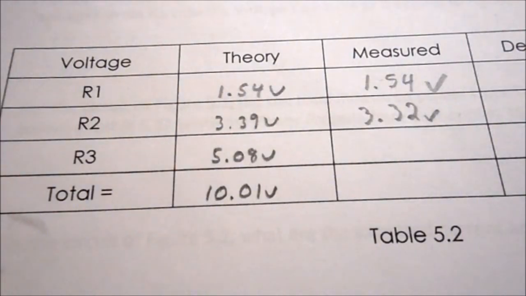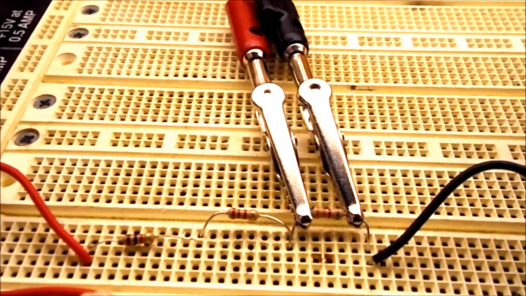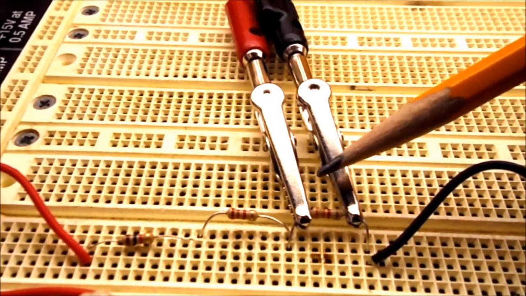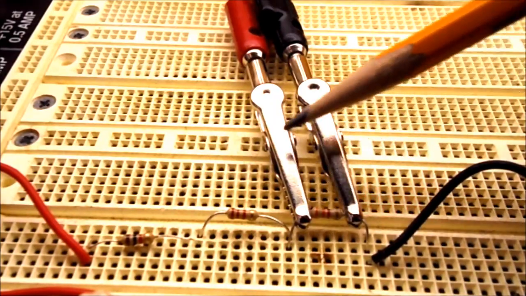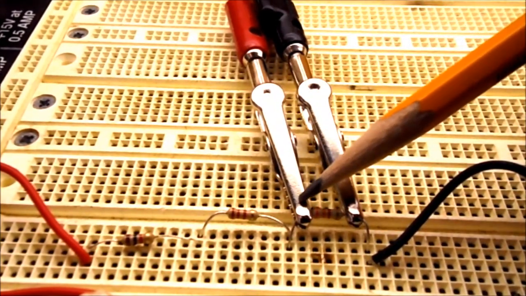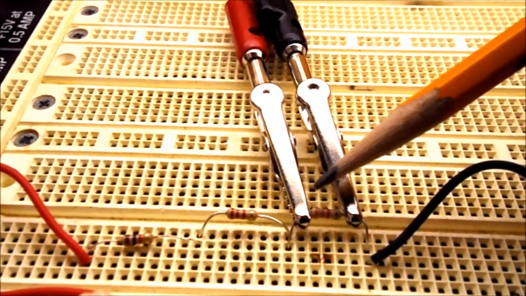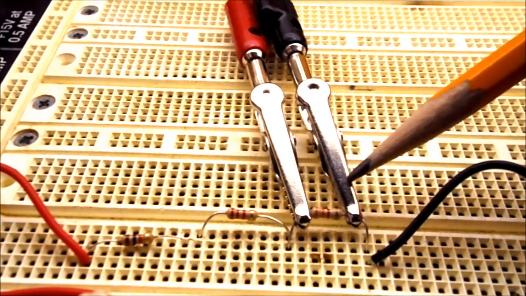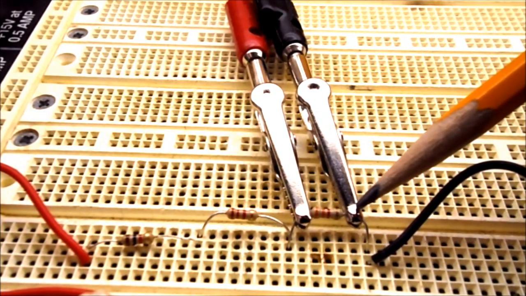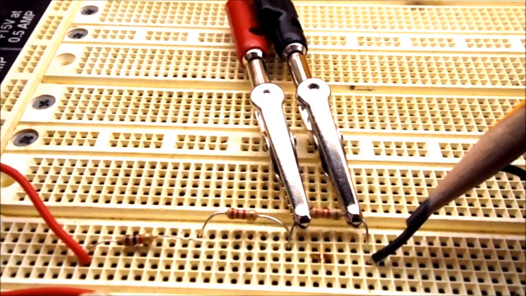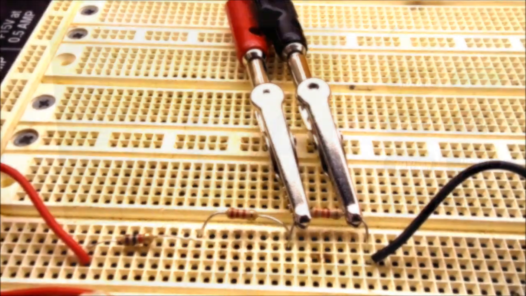And to measure the voltage drop across resistor number 3, I have my red lead on the top of the 3.3k ohm resistor and the black lead on the bottom of the 3.3k ohm resistor, closest to the common of the power supply.